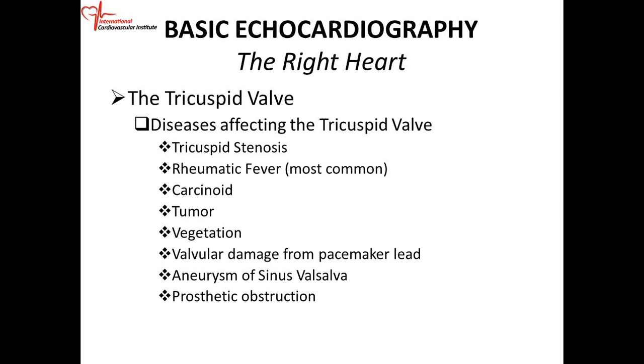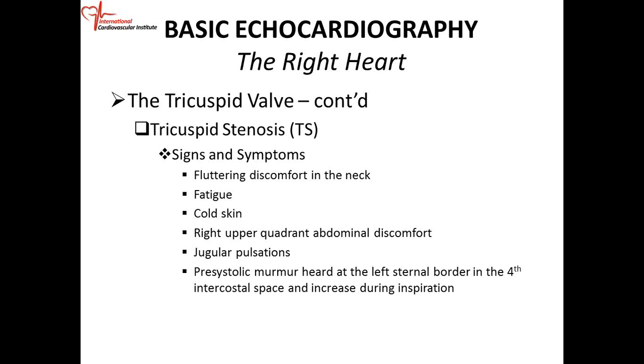You can also get tumor of the tricuspid valve, vegetation from infective endocarditis, valve damage from a pacemaker, aneurysm of the sinus of Valsalva, prosthetic obstruction. You can have a prosthetic tricuspid valve. So these are some of the disease states that can affect the tricuspid valve, similar to the mitral valve.